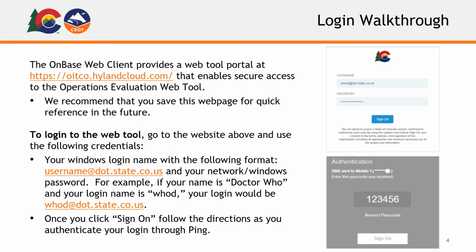To log in to the web tool, go to the website above and use the following credentials: your Windows login name with the following format: username at dot.state.co.us and your network Windows password. For example, if your name is Dr. Who and your login name is WhoD, your login would be WhoD at dot.state.co.us. Once you click Sign On, follow the directions as you authenticate your login through Ping.